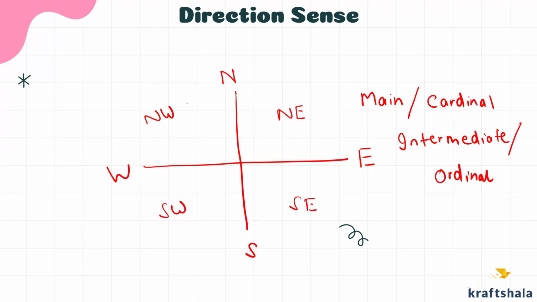Now suppose you are moving towards north and you get an instruction of right turn. So you will move towards east, right? You're moving towards north, right turn will be east. From east, right turn will be south. From south, right turn will be west. From west, right turn will be north. So you should remember that clockwise direction is always right and anti-clockwise will be left.